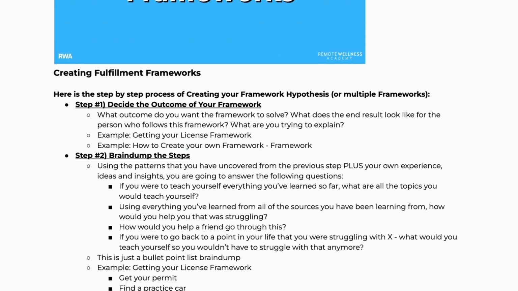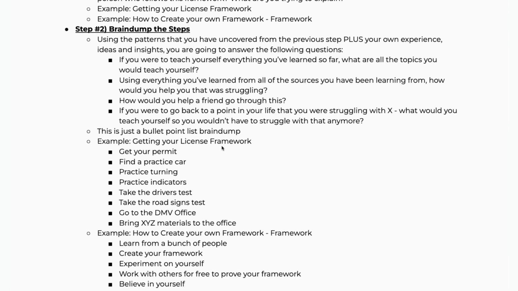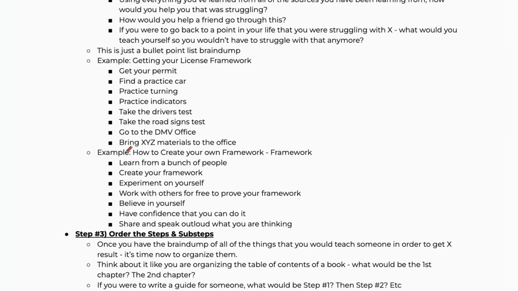Then step number two is to brainstorm all of the steps that would be involved with actually making that framework. Now, I'm not going to go through and read this step by step. It is going to be in the guide underneath this training, but I'm going to walk you through this, right? When you brainstorm this, it might be something like what we have, how to create your own framework. Learn from a bunch of people, create your framework, experiment on yourself, work with others for free to prove your framework, believe in yourself, have confidence that you can do it, speak and share out loud what you're thinking, externally process.